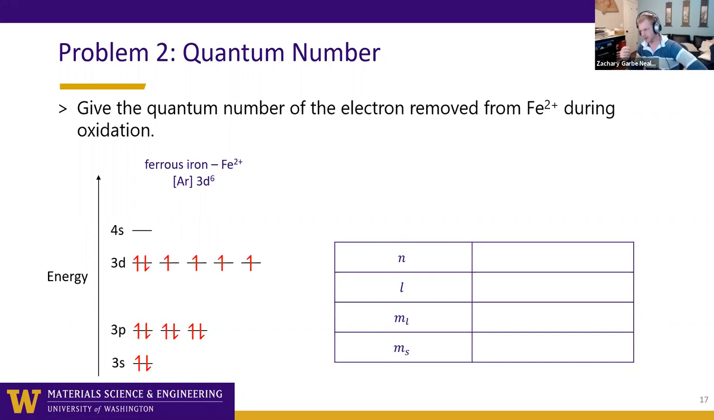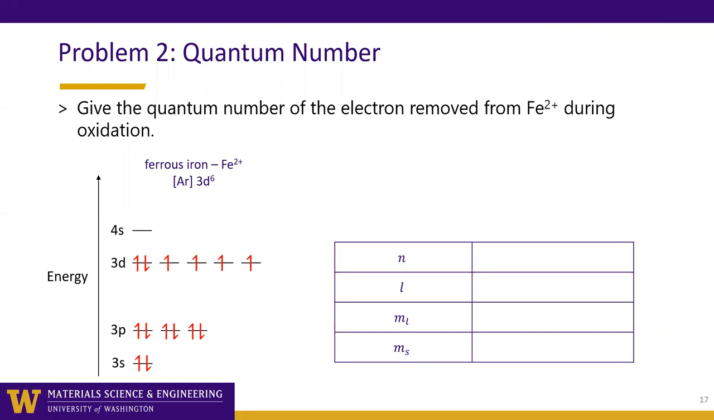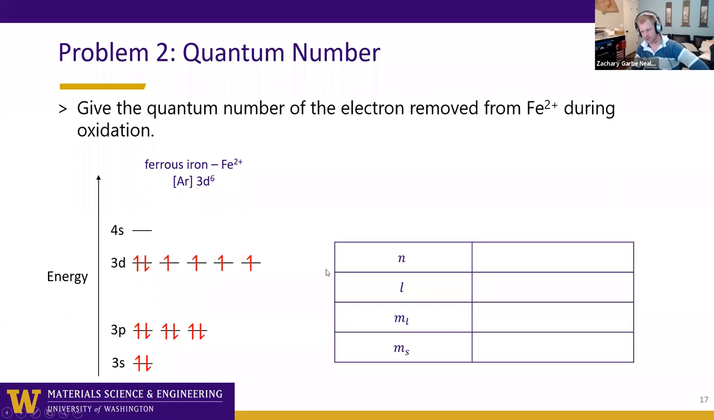Iron 3 plus, yeah. So if we take a negative charge away from the iron 2 plus, it oxidizes, it becomes more positively charged, it becomes iron 3 plus. Okay, and now the question is, which electron are we taking away from this diagram? Because we want to find the quantum number of that specific electron. So which electron are we talking about in this energy diagram? In other words, which electron has the higher energy?